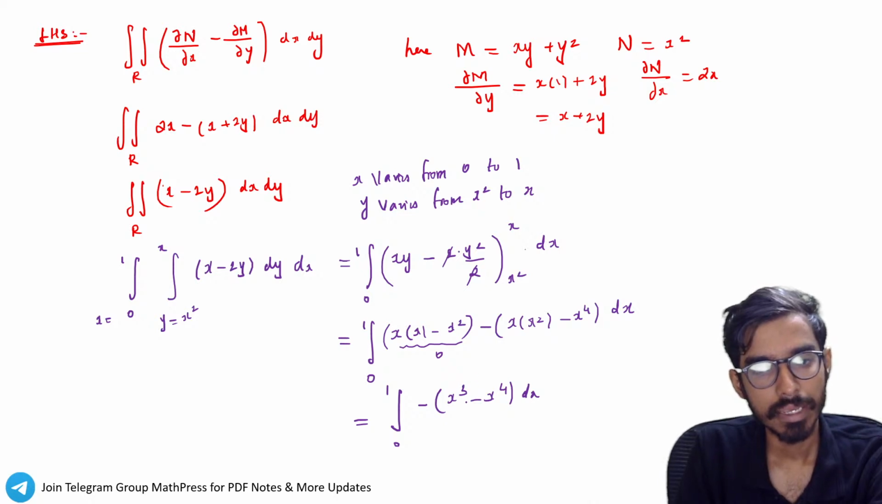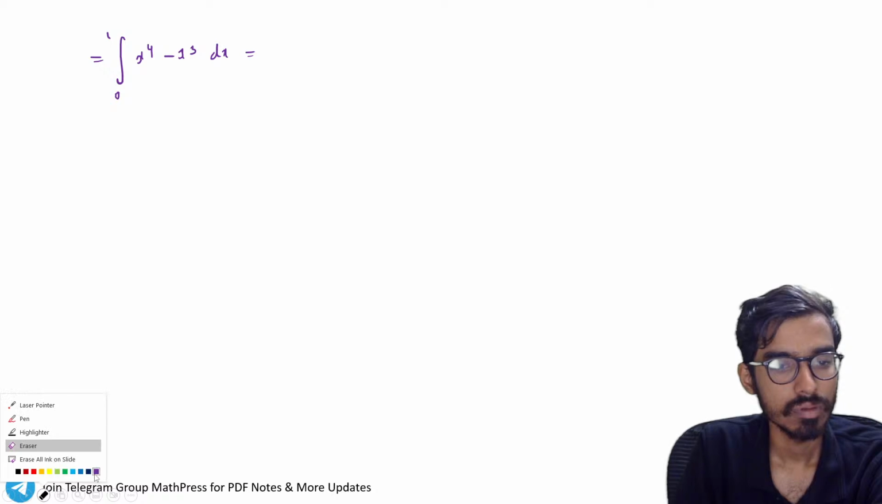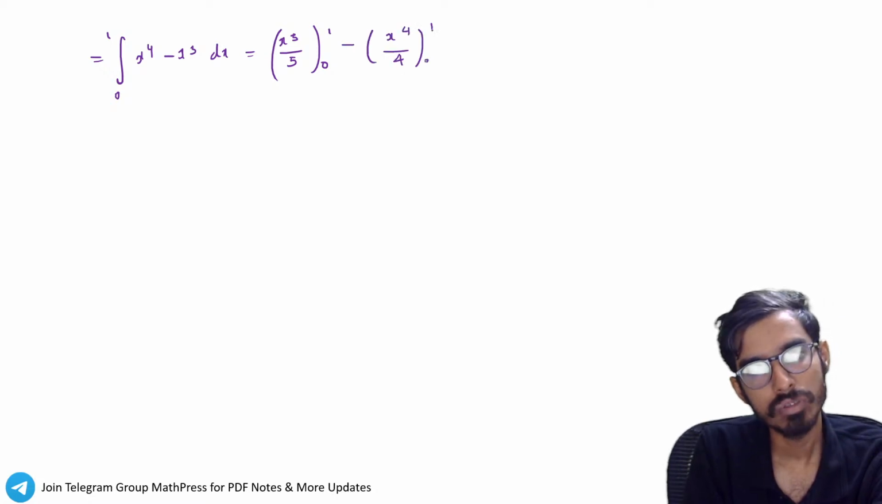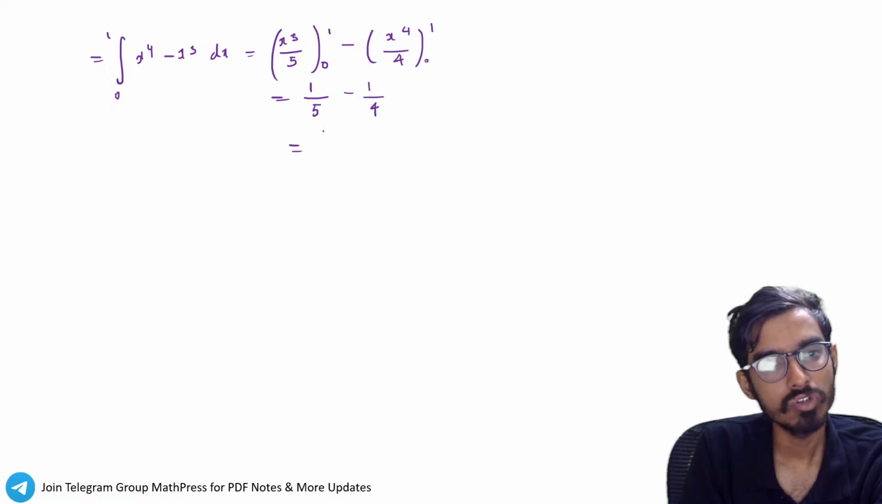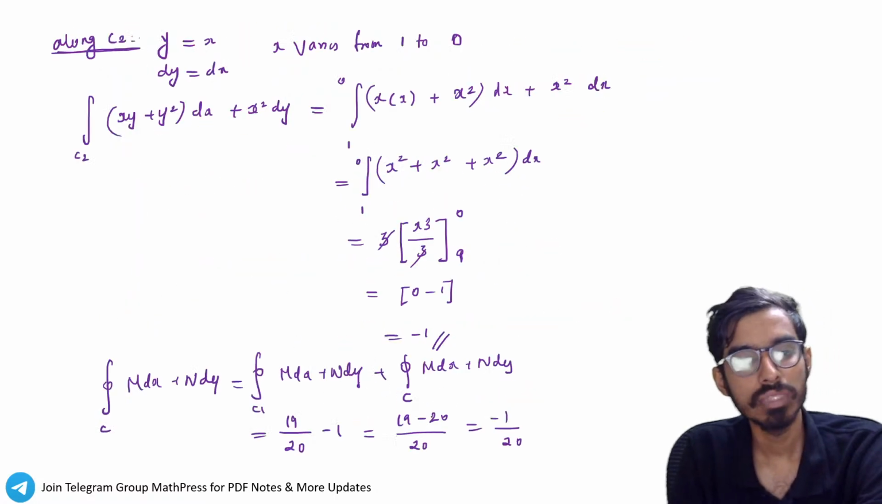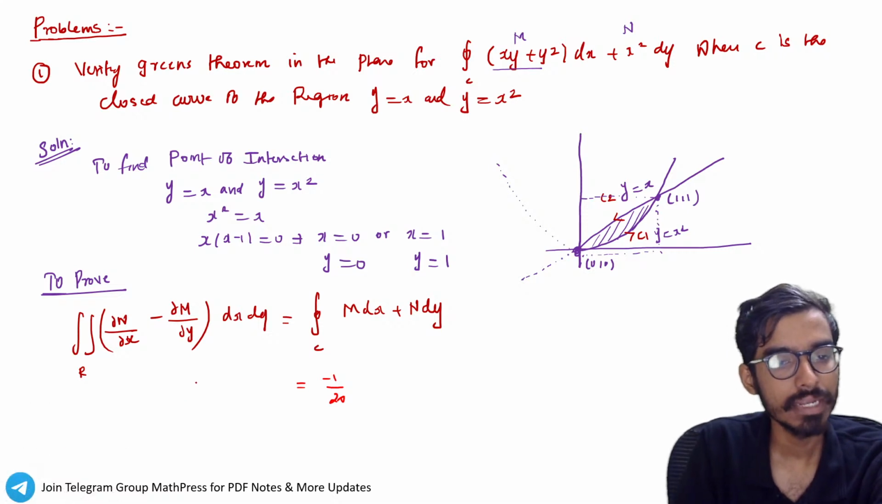Power 4, sorry, integrate this. So the integration of x power 4 will be x power 5 by 5, 0 to 1, minus x power 4 by 4, 0 to 1. So 1 by 5 minus 1 by 4. So this will be 4 minus 5 by 20, which is again minus 1 by 20. So therefore both are equal, right? So therefore Green's theorem is verified.